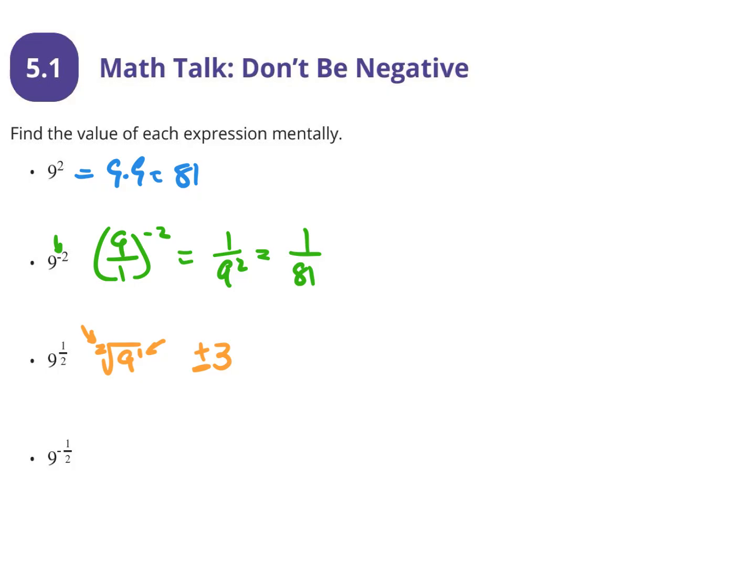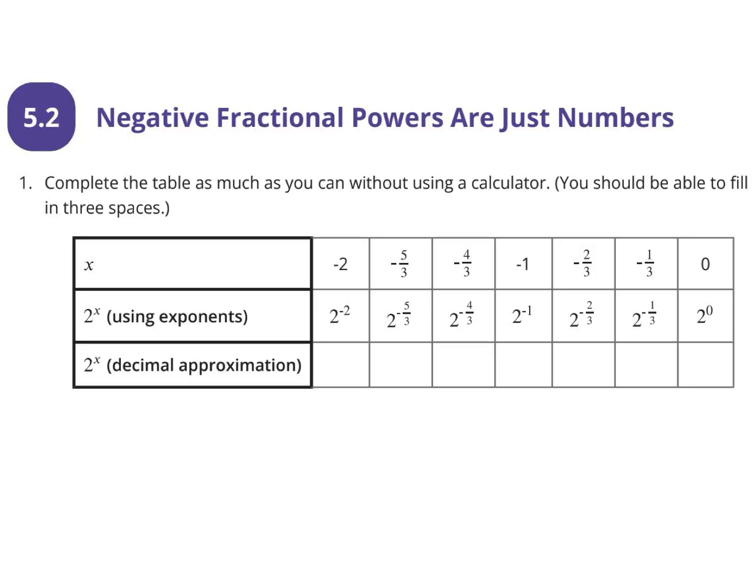9 to the negative 1/2, just like the second one, we flip the fraction upside down. And this is 1 over 3, plus or minus. Okay, using a calculator, 2 to the negative 2 is 1 over 4, which is 0.25.